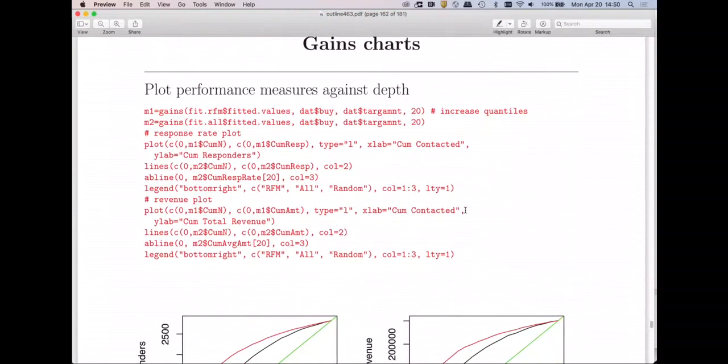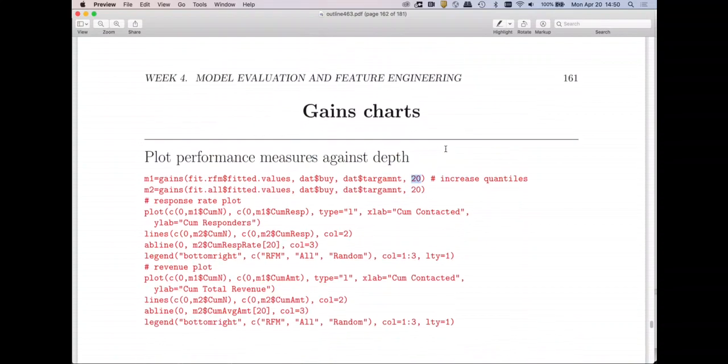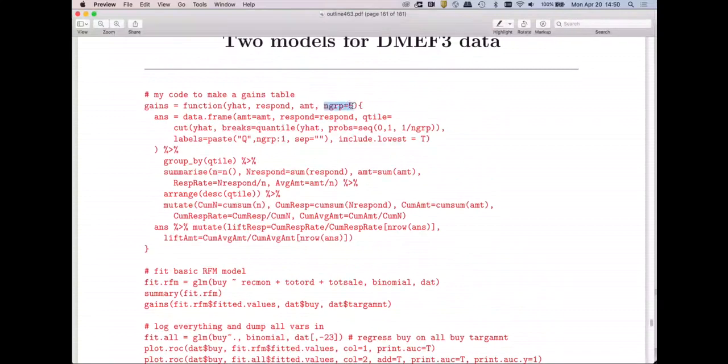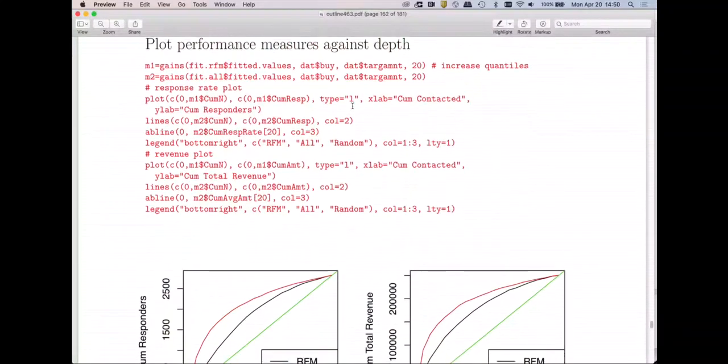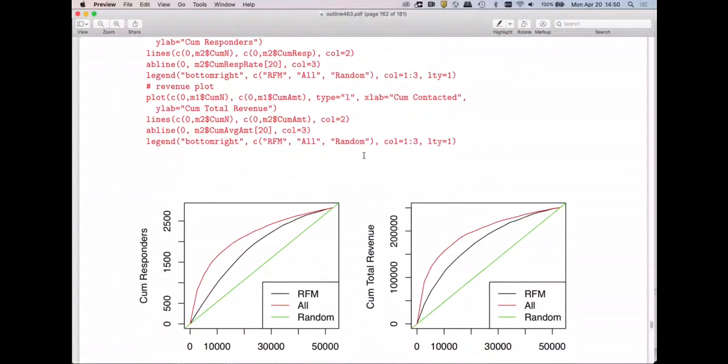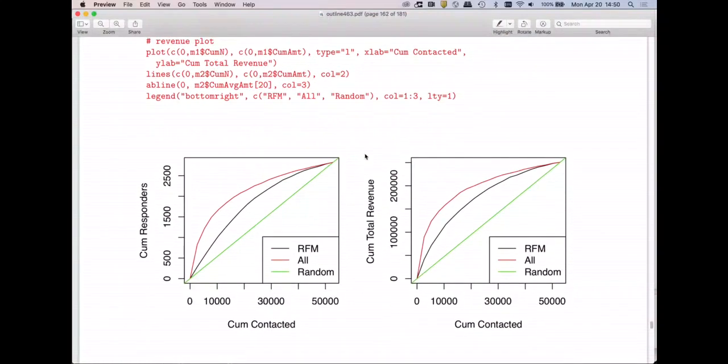Now, another thing that we could do with my little gains function is to create something like an ROC curve. Now, instead of just having quintiles, this last argument to my function says, give me 20 groups, so demi-deciles. By default, the number of groups is 5. I'm saying give me 20 groups. And so now I'm going to have a gains table with 20 rows in it. We could create some plots. And so these are very similar to an ROC curve.